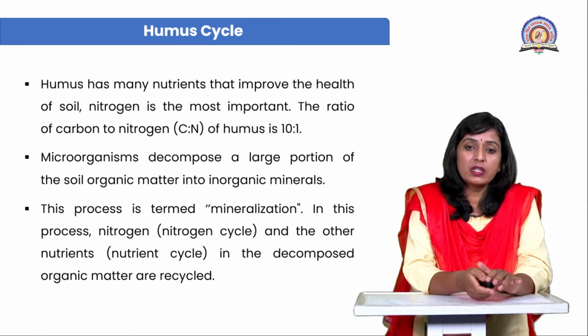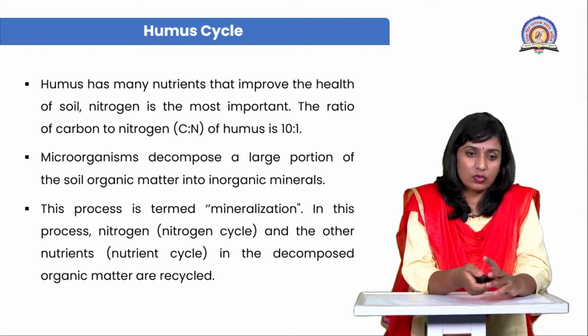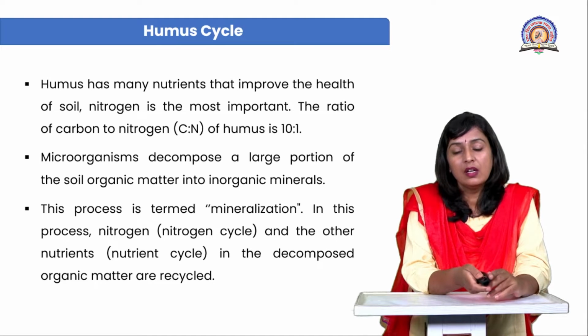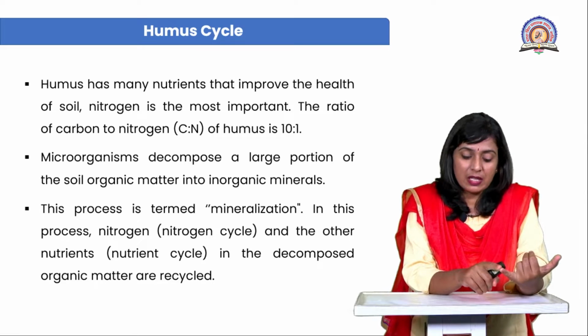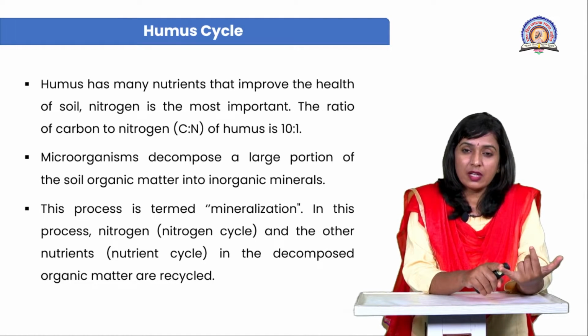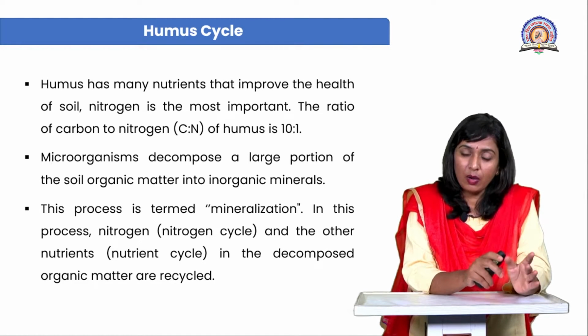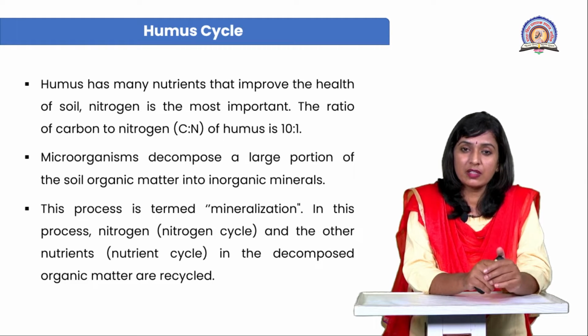So in that humus, what is the percentage of the nitrogen? No doubt, humus contains a number of other elements such as potassium, carbon, nitrogen, right? Phosphorus is also there. Along with that, many other nutrients are present in it.